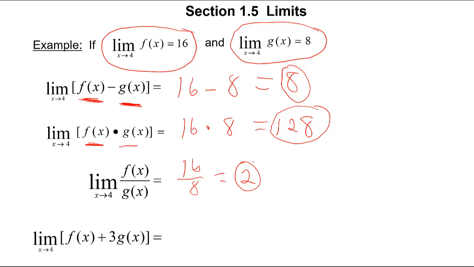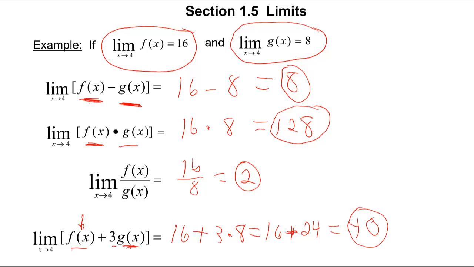And if I ask you to calculate the limit of f of x plus 3 times g of x, all you would do is take the limit for f of x, which comes out to be 16, plus 3 times the value of the limit for g of x, which is 8. So you end up with 16 plus 24, which is 40. So you'll see that those pages full of rules that I gave you earlier that look so awful, when you actually apply them, it's almost just common sense.